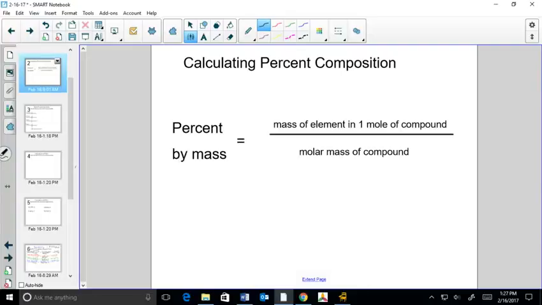This video is on calculating percent composition. We'll start with this formula that tells you if you want to find the percent by mass of each element in a compound, you have to first take the mass of the element in 1 mole of that compound and divide that by the molar mass of the total compound.